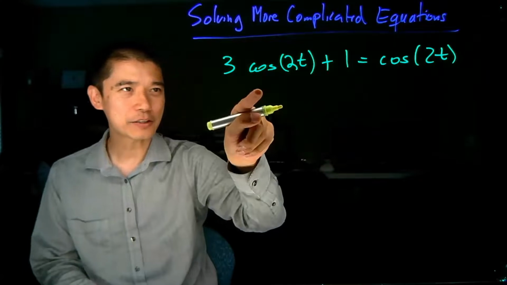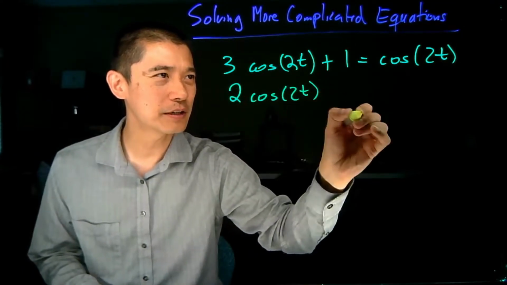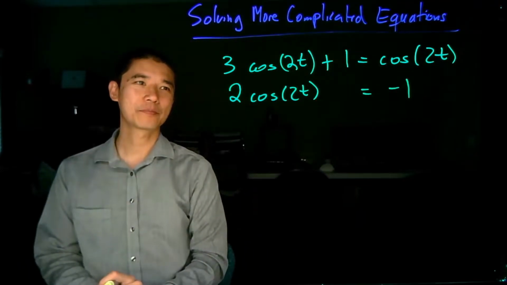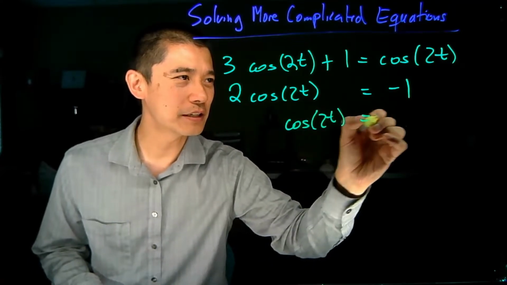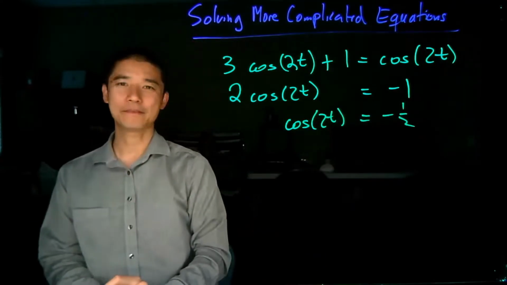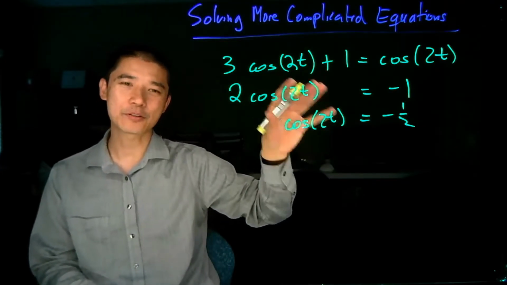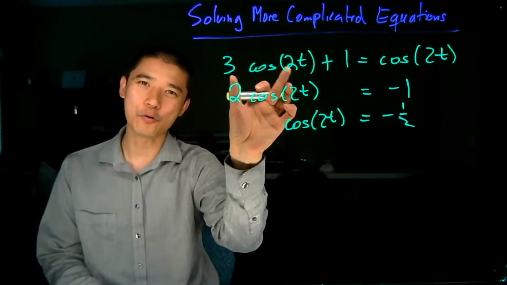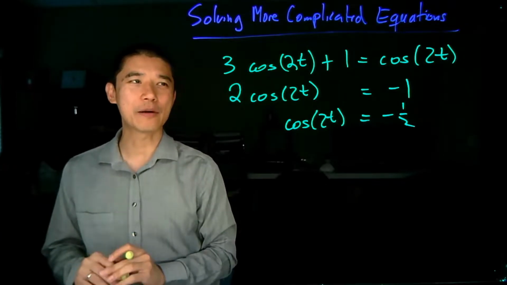We can subtract the cosine, which gives us 2 cosine of 2t, and then we can subtract the 1, which equals -1. And then we can divide both sides by 2. Cosine of 2t is equal to -1/2. So you can see that these steps are just the same steps we use to solve linear equations, except that instead of solving for x, we're solving for this whole expression, cosine of 2t. And that gets us to here. So that's the first bit of complication.